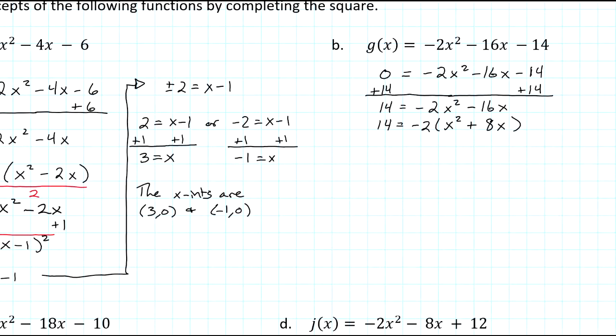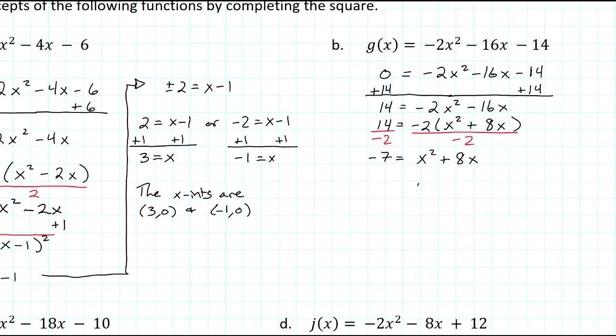And now our goal is to complete the square of that. So I could divide the negative 2 here. Let's get that out of the way just to make our lives a little easier. Divide by negative 2 on both sides. And we'll get a negative 7 equals x squared plus 8x.